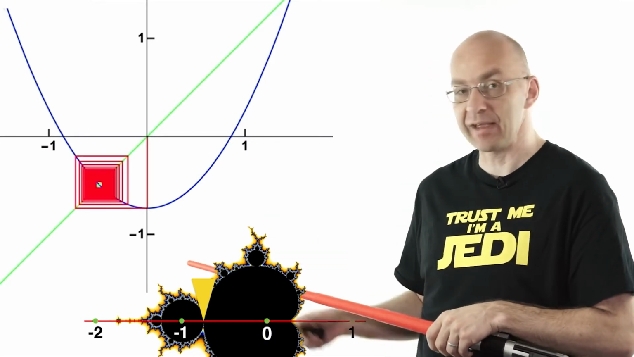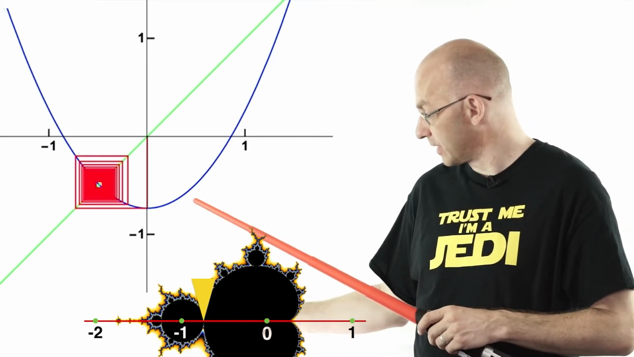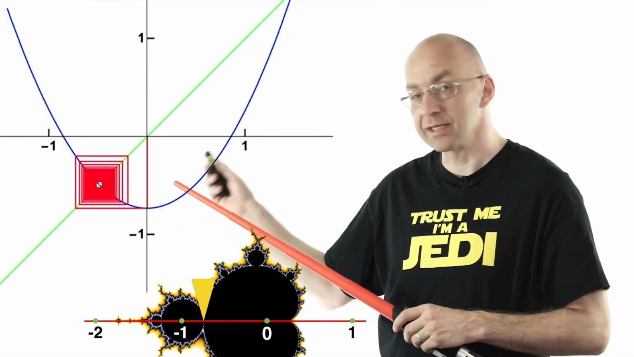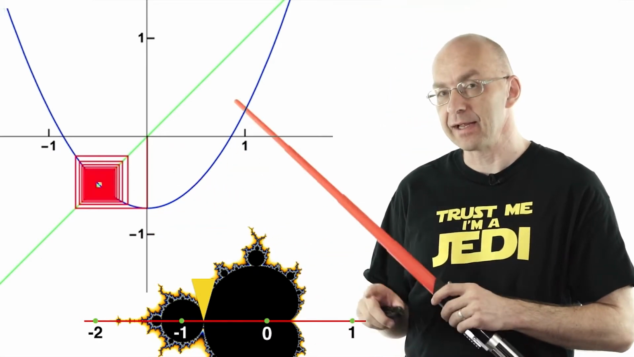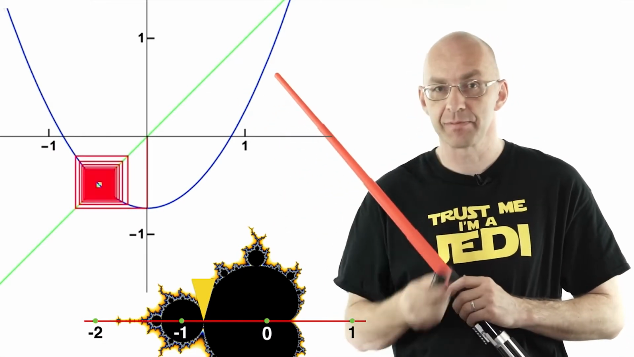The same sort of behavior here. Things are being sucked into one point. At minus 0.75, the parabola intersects the green line at exactly 90 degrees. And things start splitting up. That one attracting fixed point starts splitting up into two.